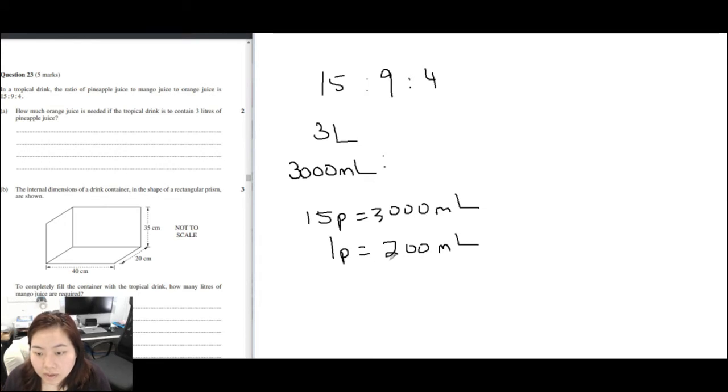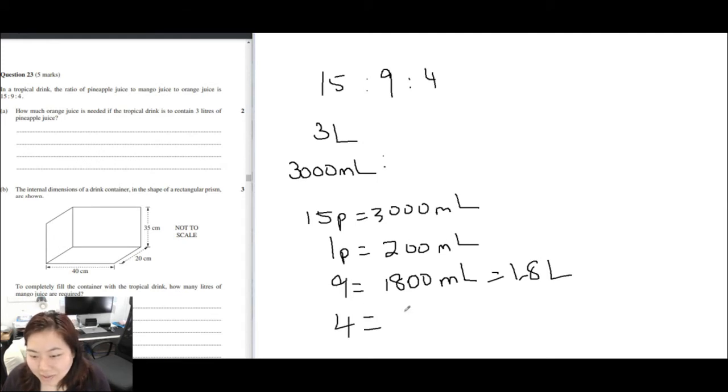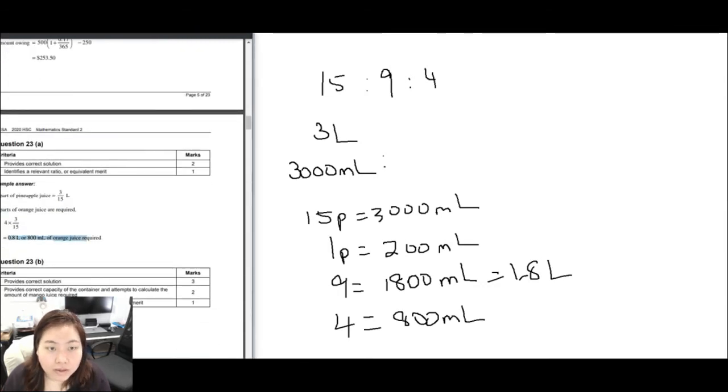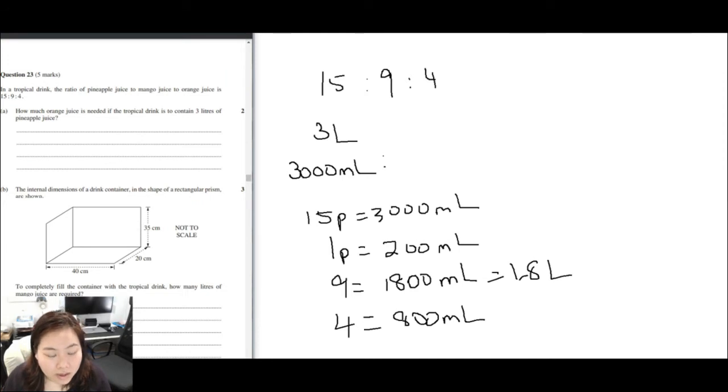200 mil. Therefore, 9 parts would be 1.8 liters. And then orange juice is the last one, 4 parts. Oh, I didn't have to find the 9 parts, but whatever. It is 800 mil. Therefore, we need 800 mils of orange juice. 23A. Yeah, 800 mils.